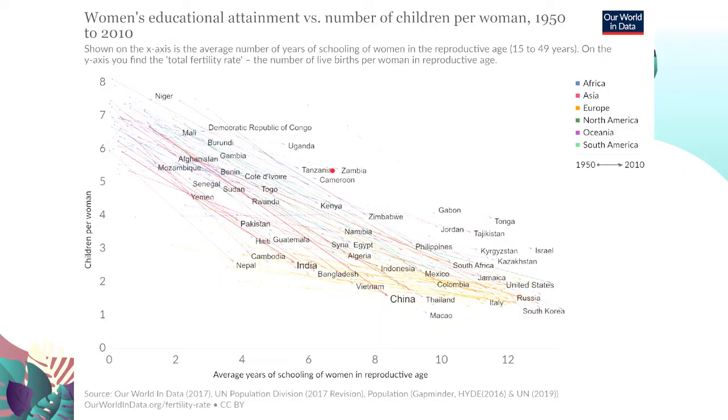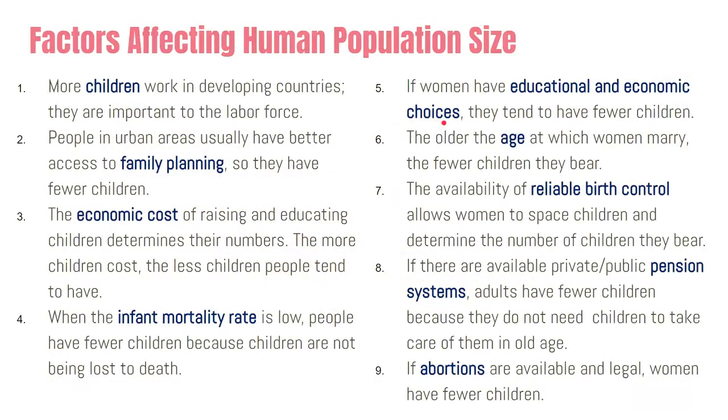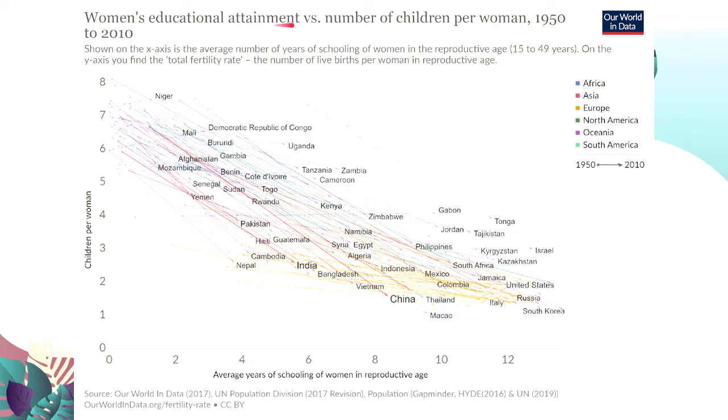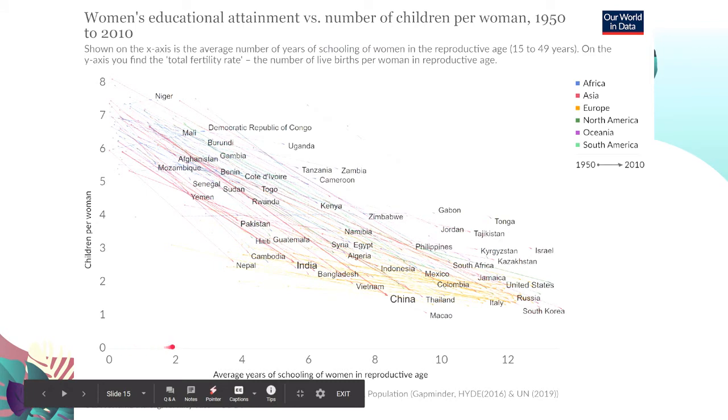So this graph supports item number five, that if women have educational and economic choices, they tend to have fewer children. It shows us women's educational attainment versus their number of children per woman. It shows the number of years of schooling of women in reproductive age, and then the number of children they have. So it says here that the more years spent in school, the fewer children they tend to have. And the fewer years spent in school, the more children they tend to have.